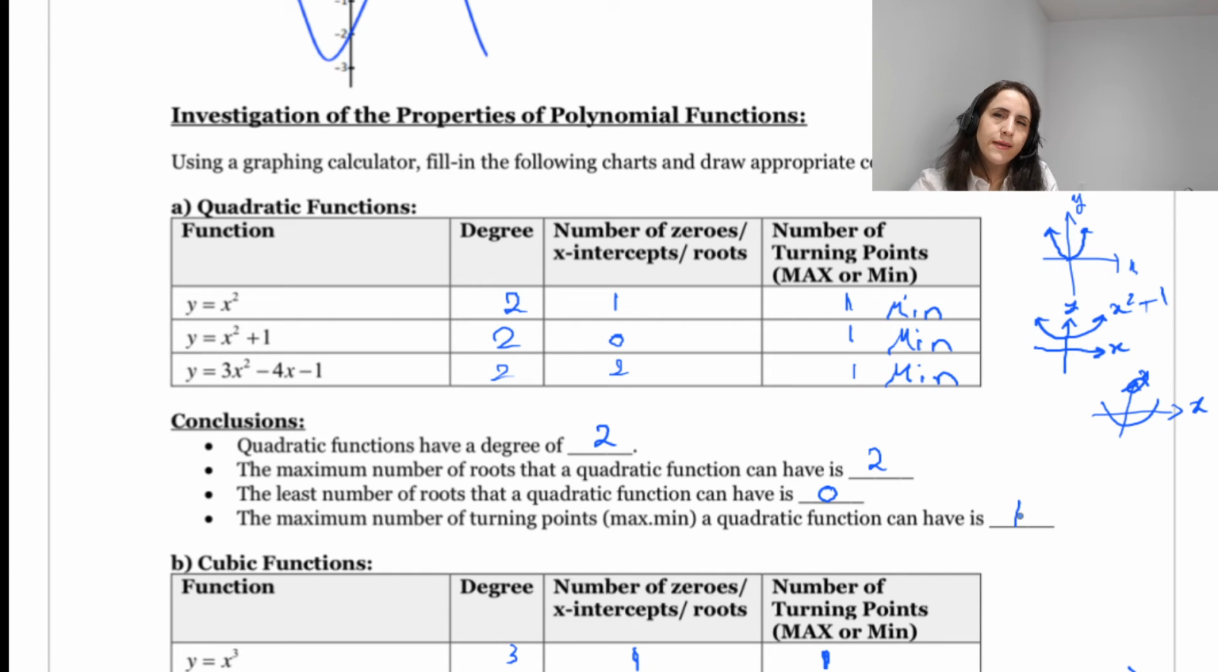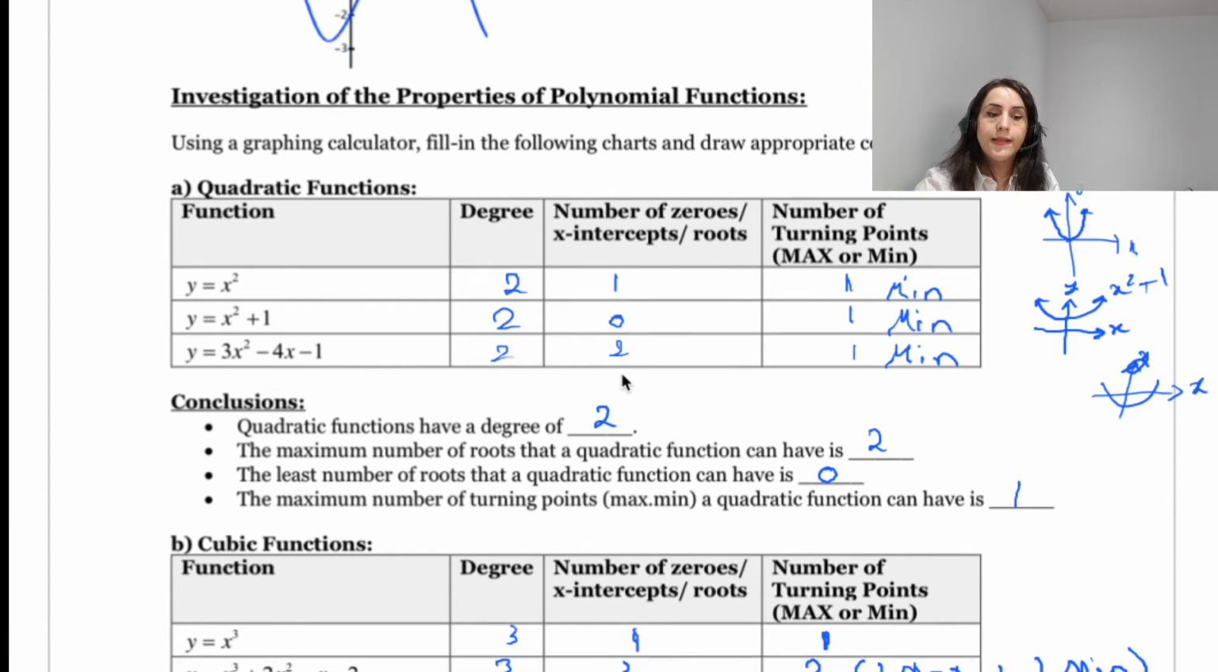Let's make a little bit of a conclusion here. Degree 2, in any situation, has 1 turning point. It can have 0 zeros, and the maximum number of zeros it can have is 2 zeros, or 2 x-intercepts.